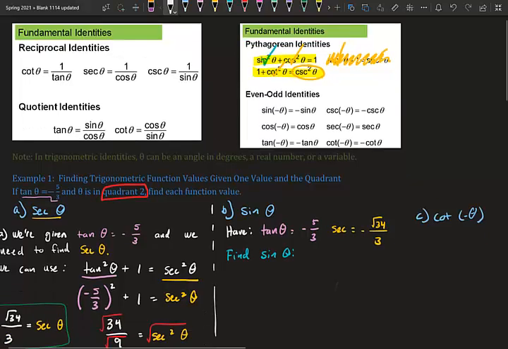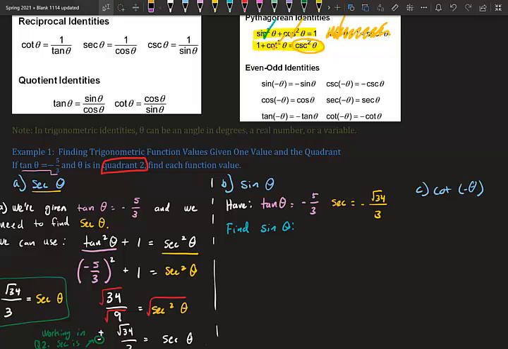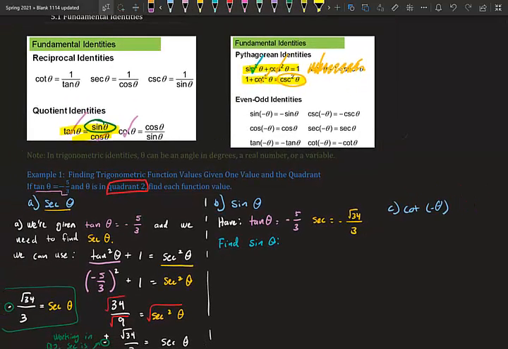Let's look at our quotient identities. So for our quotient identities, we're given tangent. So we technically have cotangent too, it's just the reciprocal. We have secant, which is technically cosine. And we're trying to find sine. So we could also use that one, although we have to use another reciprocal. So it honestly does not matter. You could use any of the three that we highlighted. You will still get the same exact answer.